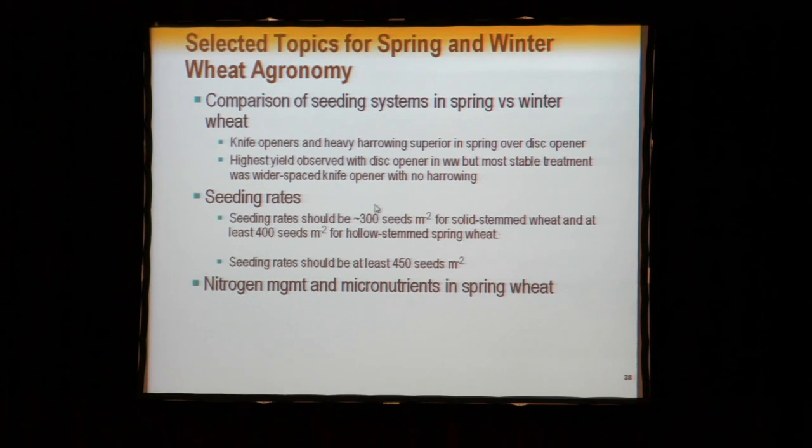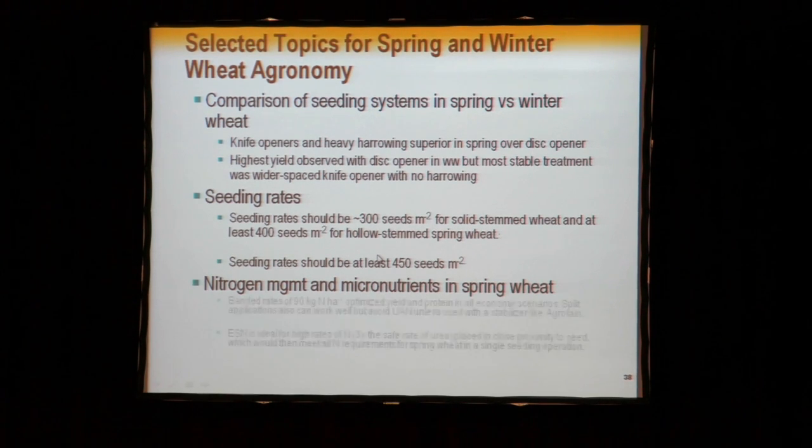So seeding rates, what should you be doing in my mind? Well, you should be around 300 seeds per meter squared if it's a solid stem system and you're trying to have a solid stem. If you don't care, then you can push those seeding rates, and if you have a hollow stem spring wheat variety, you should be pushing to around 400 in my mind for both yield potential and maximum competitive ability. And with winter wheat, you should be around 450 seeds, boosting that up a little bit to compensate for the overwintering.